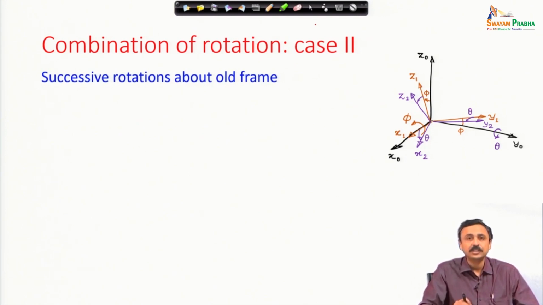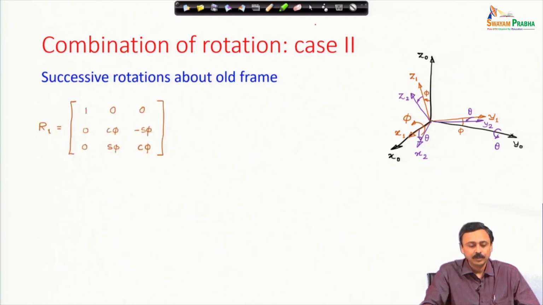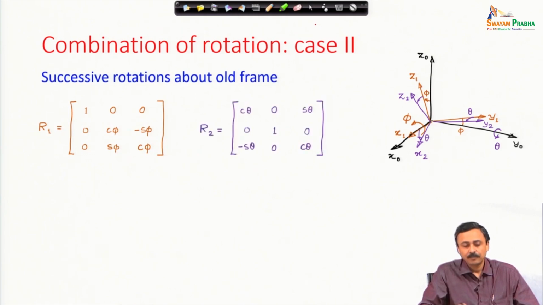If I have to give rotations always about an inertial frame, if I want to do that for some reason, so, successive rotations about the old frame. Then what do I do? How do I find out the net rotation matrix from 2 to 0? This is the rotation matrix 1, which gives me from frame 1 to frame 0, which is a rotation about the x axis. This is a rotation about the y axis. This is the rotation matrix 2, but which y axis?